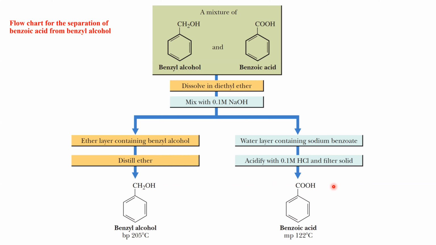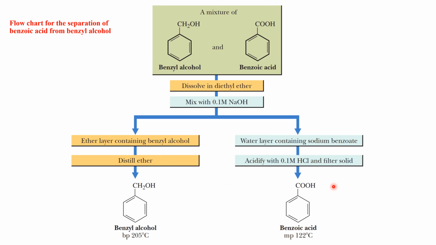So firstly, we will dissolve this mixture in diethyl ether, which is an organic solvent, and this is a very low boiling solvent, so that's why we are using that one. The second step is that we will treat that mixture with a 0.1 molar aqueous solution of sodium hydroxide, and we will shake this and mix it, and we will see two layers.